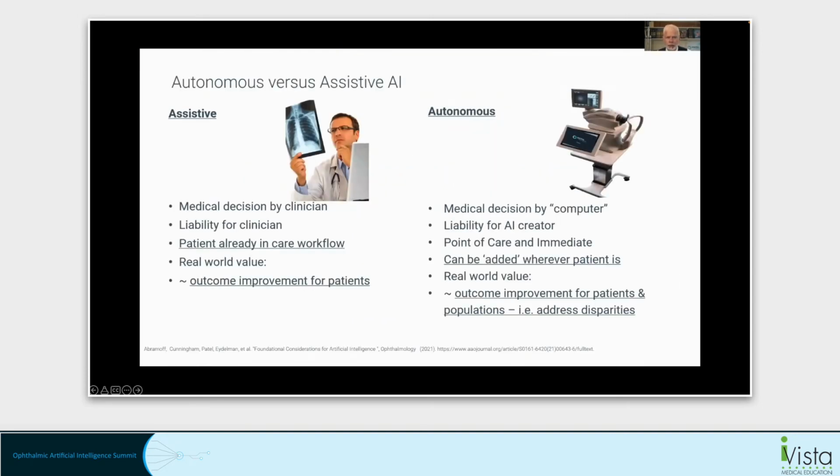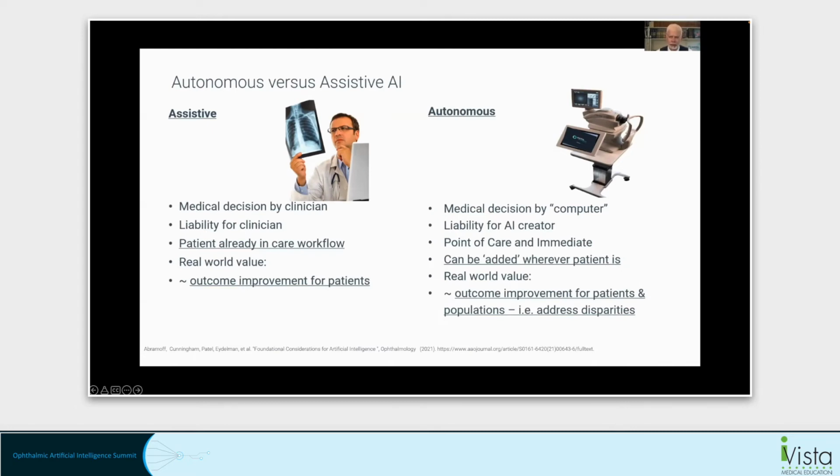I want to make sure we understand this word autonomous versus assistive AI. So assistive AI means that the medical decision is made by the clinician. Liability is also with the clinician. It also means that the patient already is in workflow. They're already there with the doctor. The AI just helps make a better, faster, cheaper diagnosis. The real world value is in hopefully improving outcomes for patients.